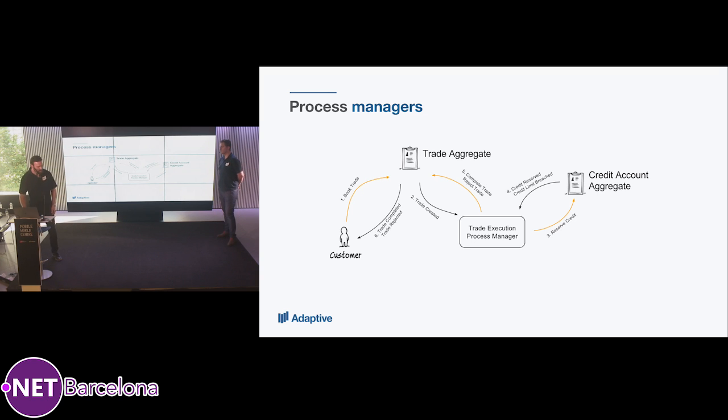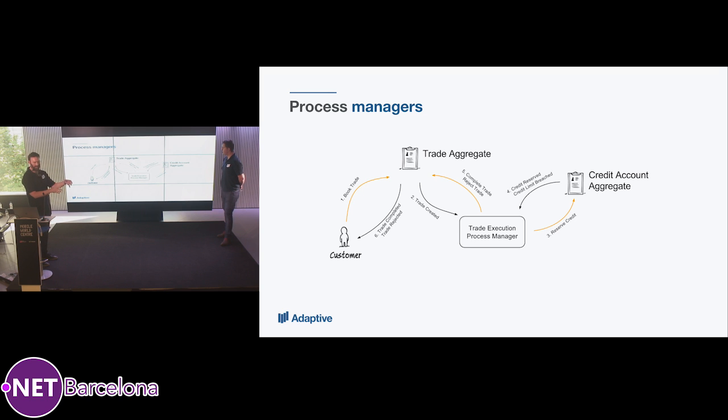And you see the little box in the middle there is called Trade Execution Process Manager. And so you can see it sort of sits in between those aggregates there. So the arrows in yellow are commands and the arrows in black are events. So the first thing that happens when you click on one of those tiles is a book trade command is issued. That is applied to the trade aggregate, and then we get a trade created event.